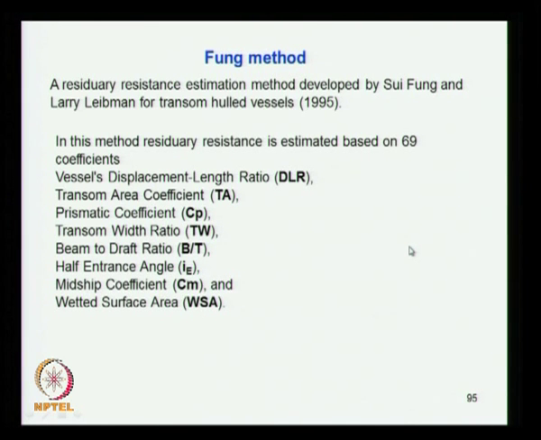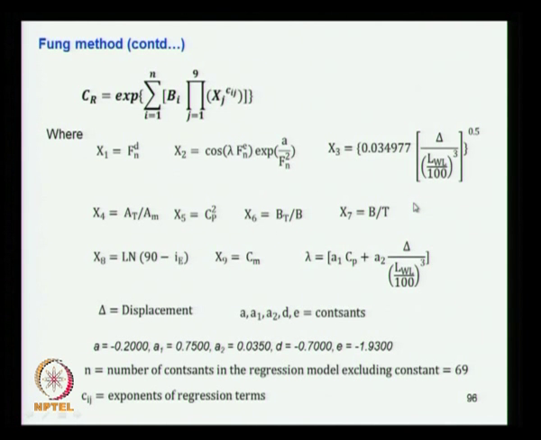The next method here is Funk's method. Basically this is for transom hull vessels. It is a relatively new method, 1995, and the various parameters used in this are explained here. It considers the transom area, with relation to the midship area, the prismatic coefficient, the transom width, the B/T ratio, the half angle of entrance, the midship area coefficient, and the wetted surface area. All these are considered in the estimation.